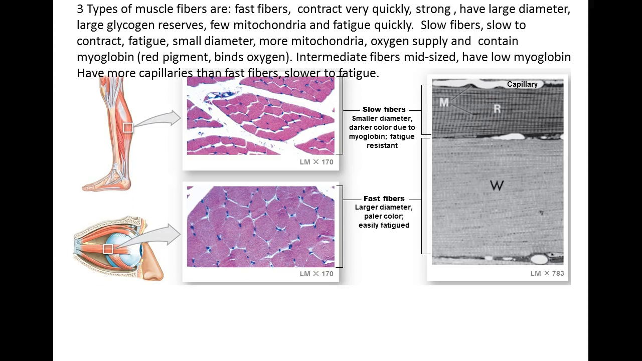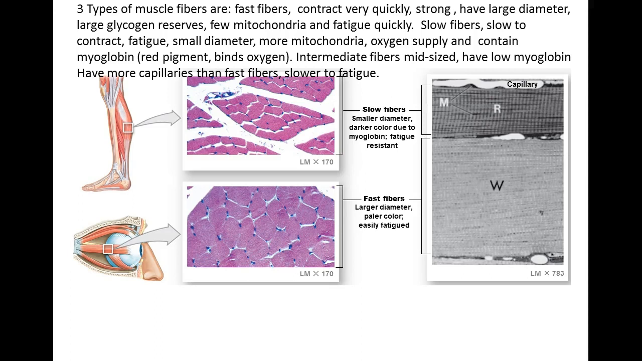And create the ability for those thin and thick filaments to get together to create a contraction. Now that's a good thing, but unfortunately you have few mitochondria, and so these fibers fatigue quickly. Fast twitch, you think of sprinters, people who run very, very fast short distances. Slow fibers are slow to contract, slow to fatigue.